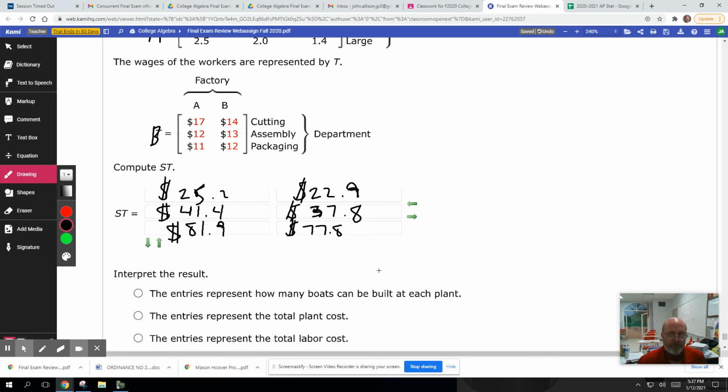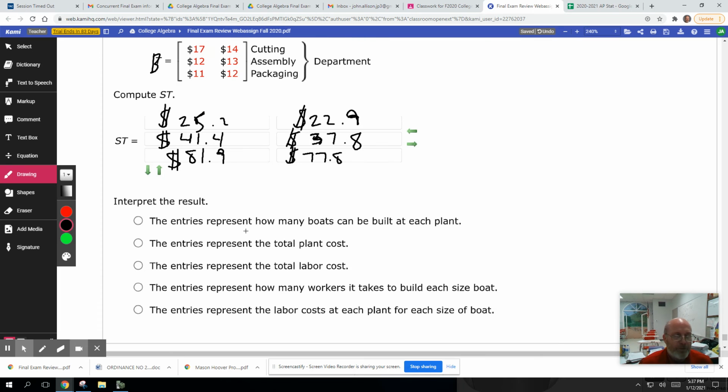And then it asks us to interpret the result. The entries represent how many boats can be built at each plant? No. The entries represent the total plant cost? No. This represents the total labor cost for a small boat at factory A. Each entry represents total labor cost for that boat at that plant.